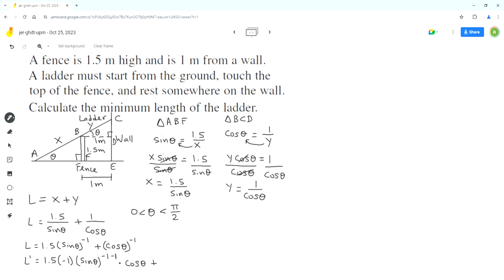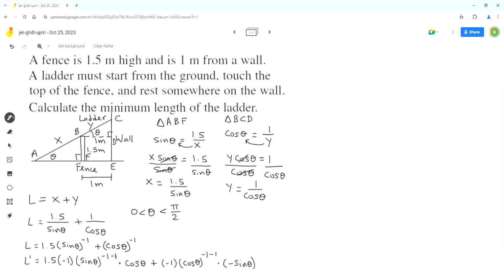Now we can use chain rule for the second term. So we'll start with the derivative of the outer function, and for that we'll use the power rule. So we'll move the exponent -1 to the front and subtract 1 from the exponent times the derivative of the inner function, and the derivative of cos theta is minus sine theta. So this is the expression for the derivative of the length equation.